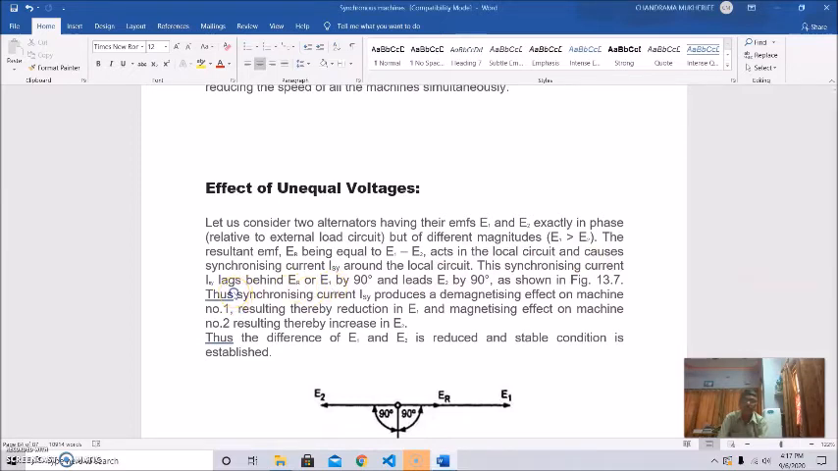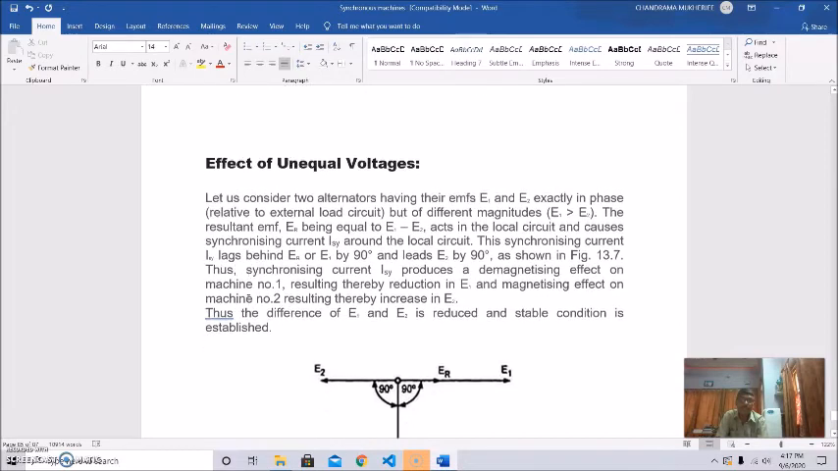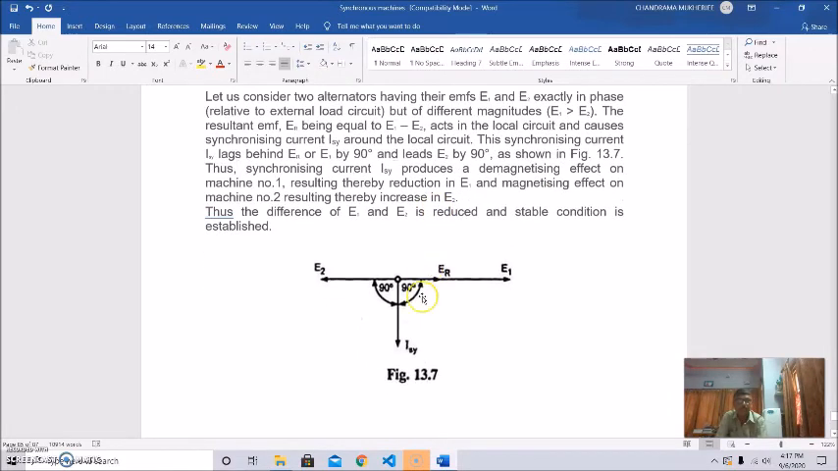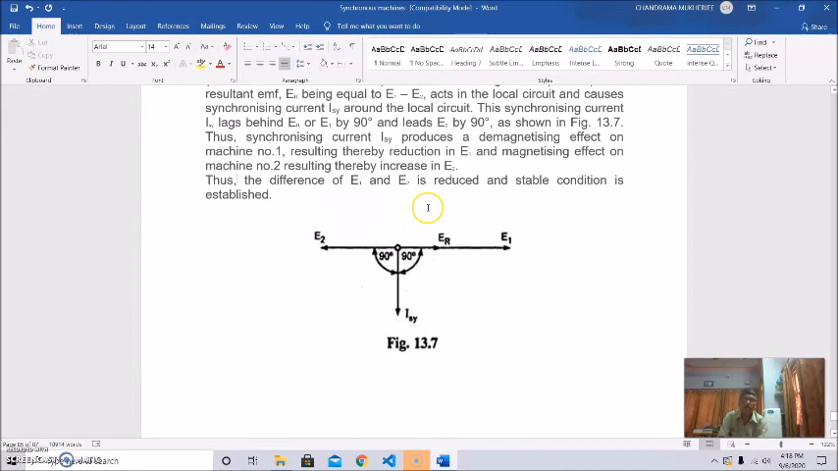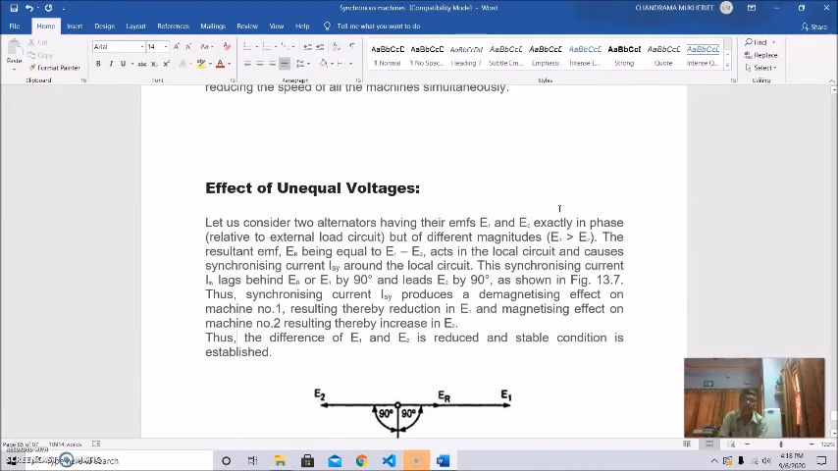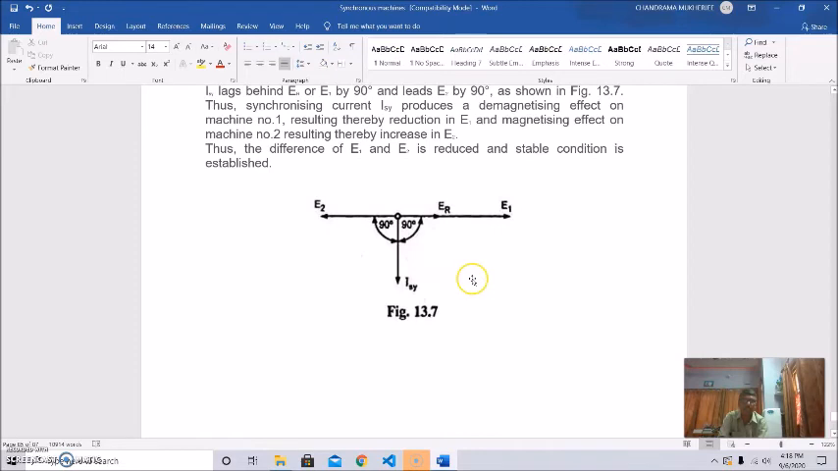This synchronizing current ISY actually lags behind ER by 90 degrees and leads E2 by 90 degrees. So that is shown here. Thus the synchronizing current ISY will produce a demagnetizing effect on machine number 1, resulting in a reduction of E1, and a magnetizing effect on machine number 2, resulting in an increase in E2. So the difference of E1 and E2 is reduced and a stable condition is established. That is the effect of unequal voltages and how it is being synchronized.